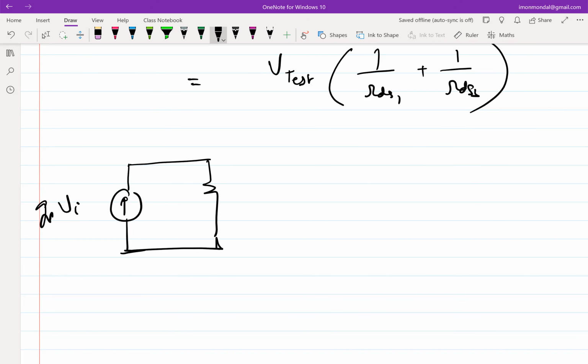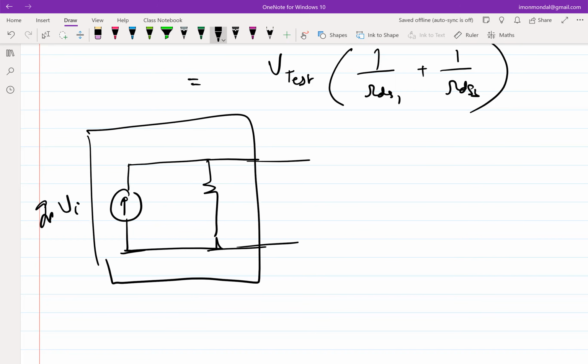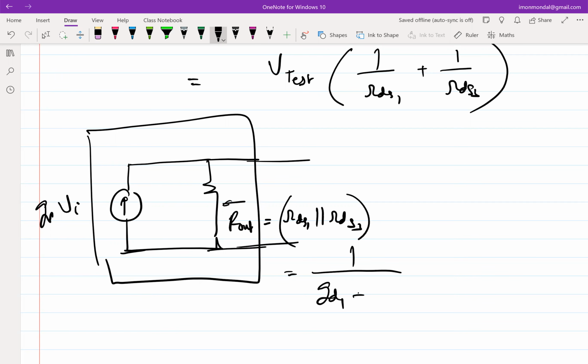This is a differential, obviously, because common mode is 0. And if you assume this to be the box where you can connect any node, any load here, this R out is equal to RDS1 parallel RDS3, or GDS1, 1 over GDS1 plus GDS3.